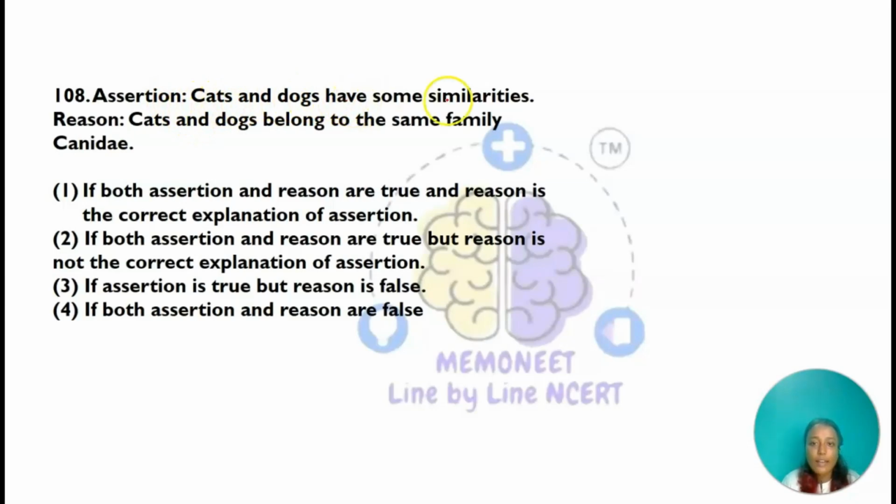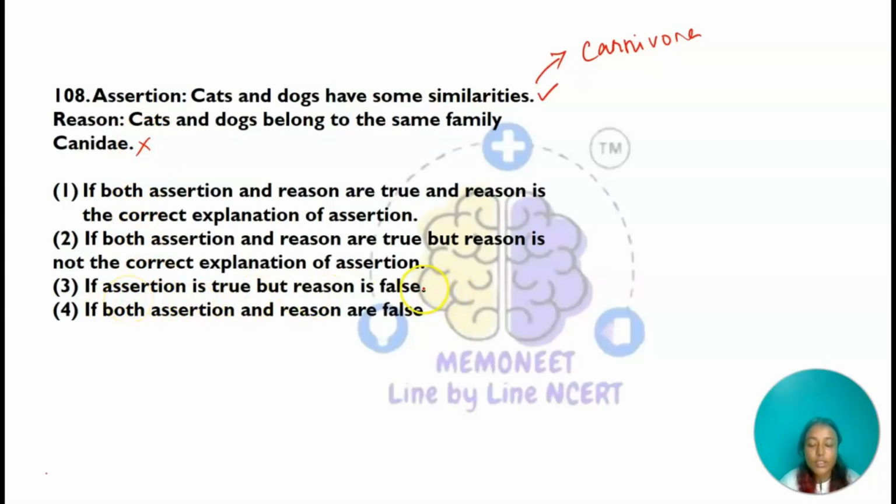Assertion: cats and dogs have some similarities. Reason: cats and dogs belong to the same family, Canidae. So the assertion is true because they belong to the order Carnivora. That's why we see similarities between cats and dogs. However, they are not from the same family. Cats belong to Felidae and dogs belong to Canidae. So the reason is false. So we'll see which of the given options is true.